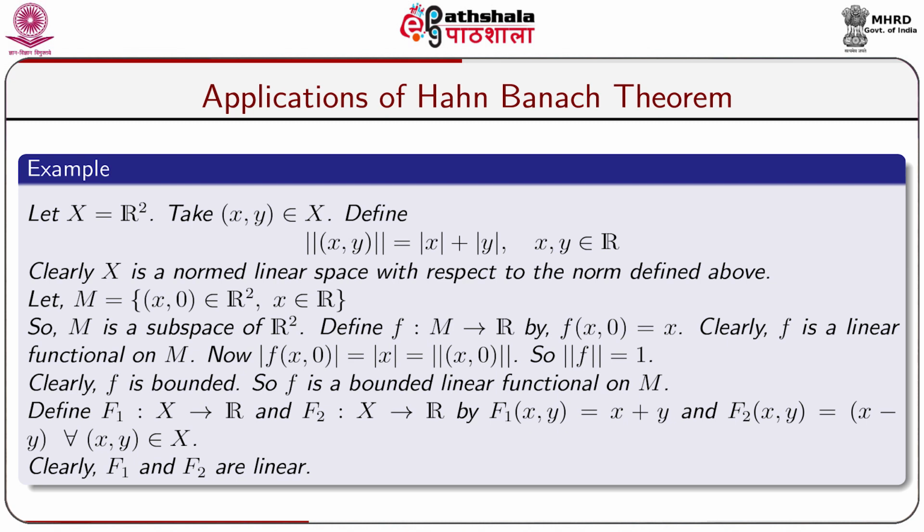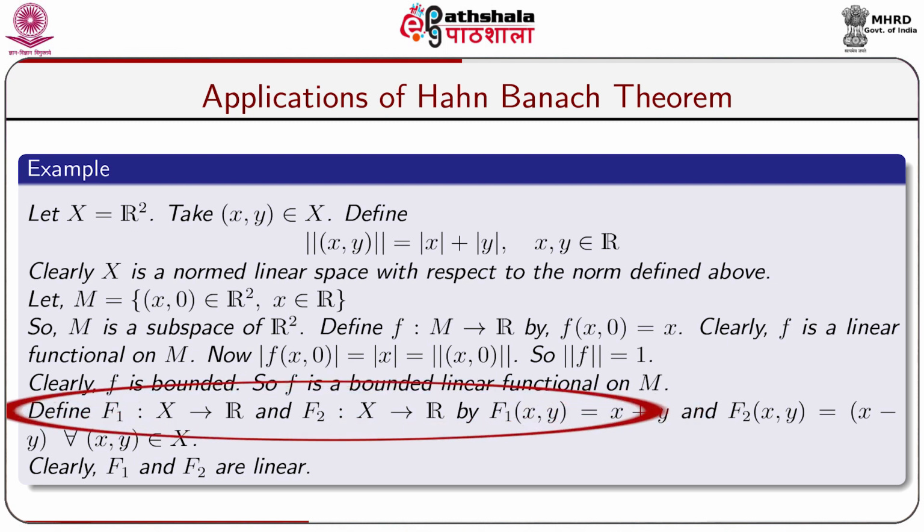Now, modulus of f(x, 0) is equal to mod x, as defined by f(x, 0) is equal to x. So, modulus of f(x, 0) is equal to modulus of x is equal to norm of (x, 0) by the definition of the norm. So, norm of f is equal to 1. Clearly, f is bounded. So, small f is a bounded linear functional on capital M.